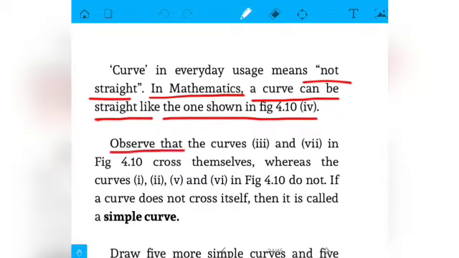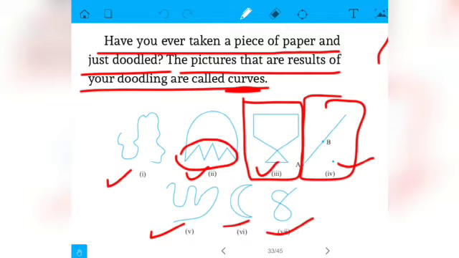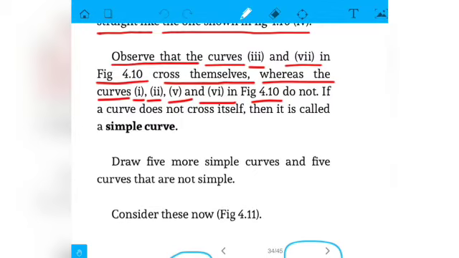Observe that the curves 3 and 7 in figure 4.1 cross themselves, whereas curves 1, 2, 4, 5 and 6 in figure 4.1 do not. These curves are crossing each other, and this is also crossing each other. So these are also examples of curves. Let's get to the page again.